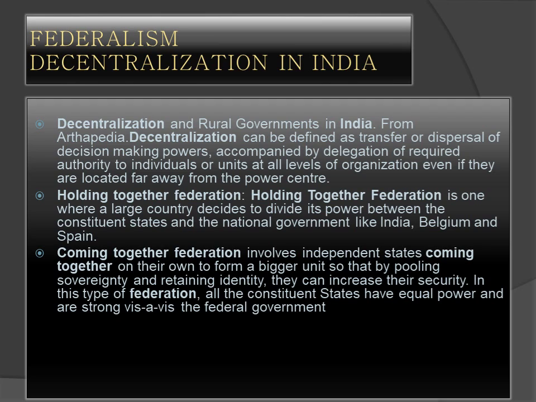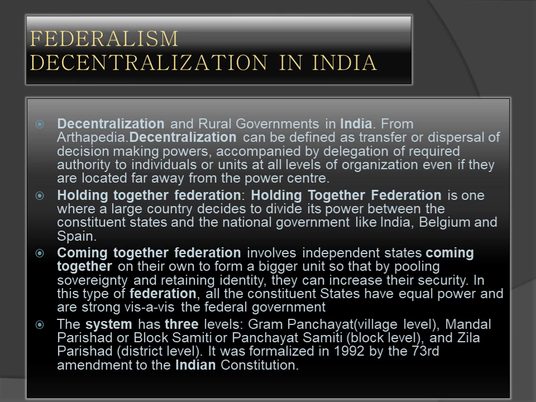In contrast to that, a coming together federation involves independent states that of their own will come together in order to form a bigger unit of the country. By pooling their sovereignty and retaining their identity, they can increase their security in this type of federation. One of the biggest examples is the United States of America, vis-a-vis the federal government they enjoy.